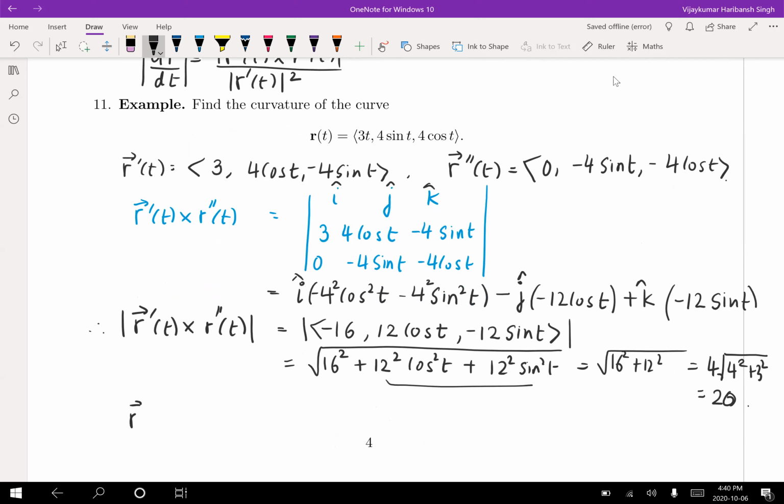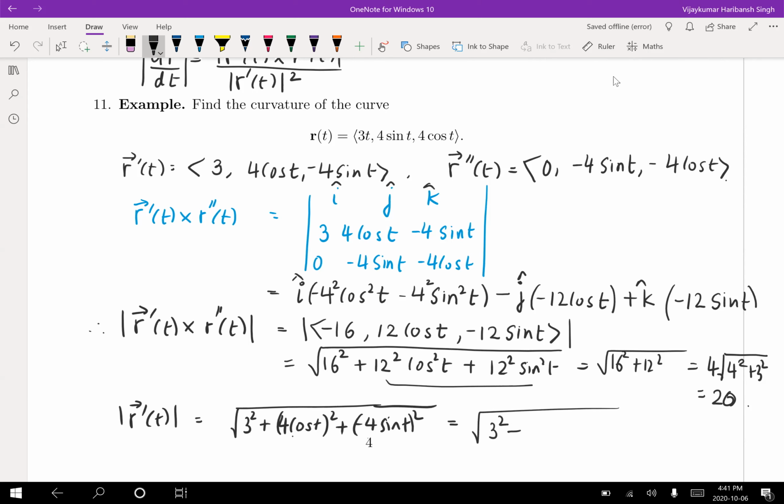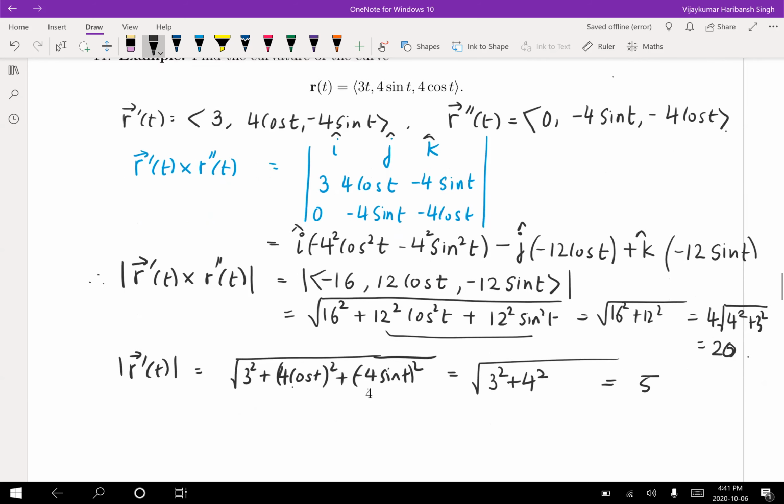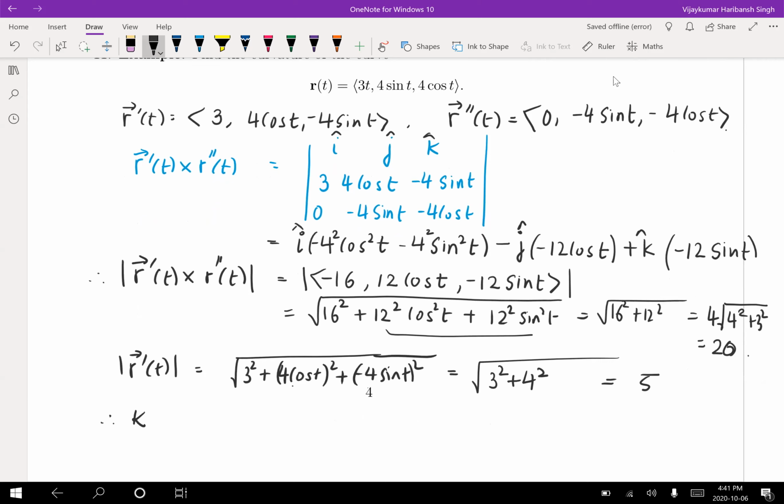And what is r prime of t? The length of that is going to be the square root of 3 square plus 4 cos t square, so 3 square, and sine square t plus cos square t is 1. So we get 9 plus 16, we get 5. So therefore, the curvature kappa is going to be this 20 divided by 5 cube, which is 20 divided by 125.